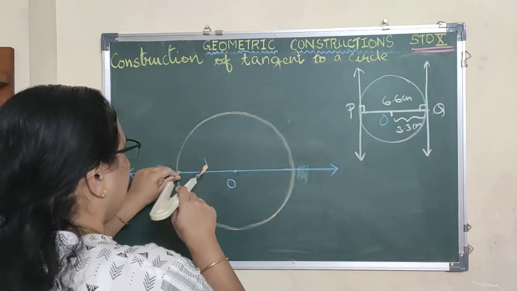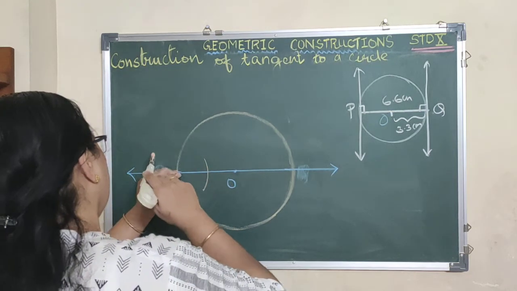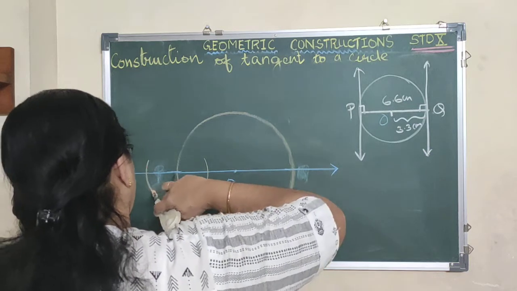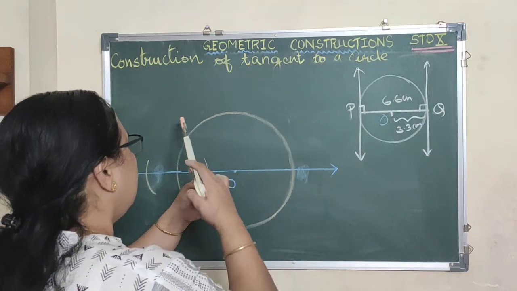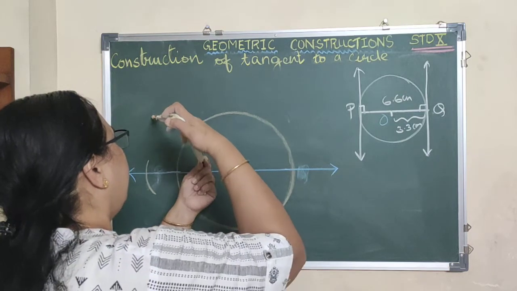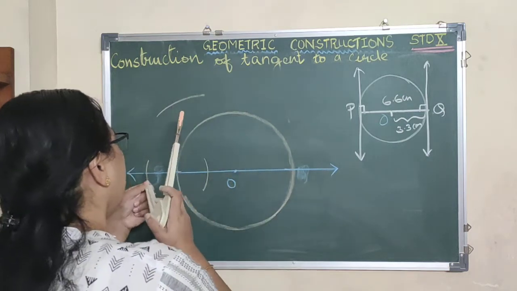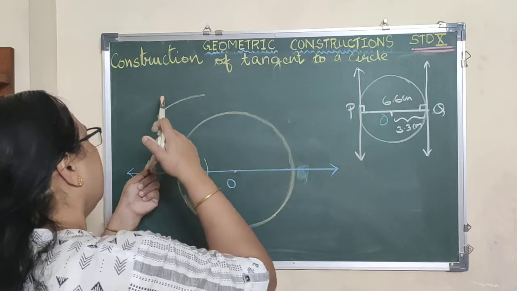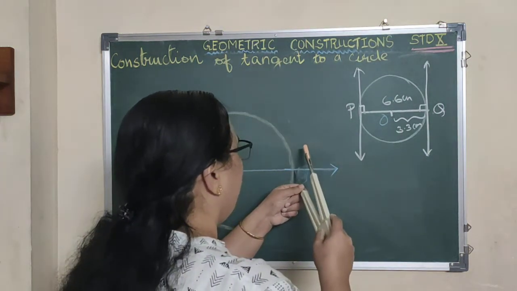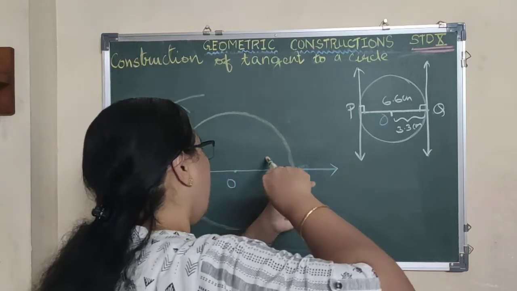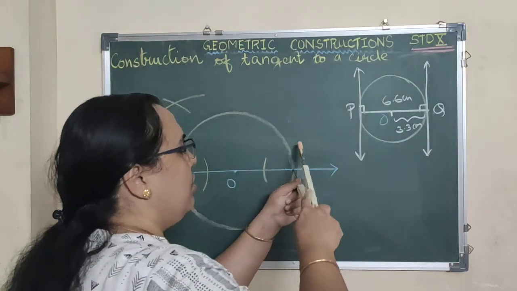cut two arcs facing each other. Now from here take a suitable distance out and draw an arc. Keeping the same distance, cut the arc drawn. Same is what we are going to do at point Q also. Arcs facing each other.